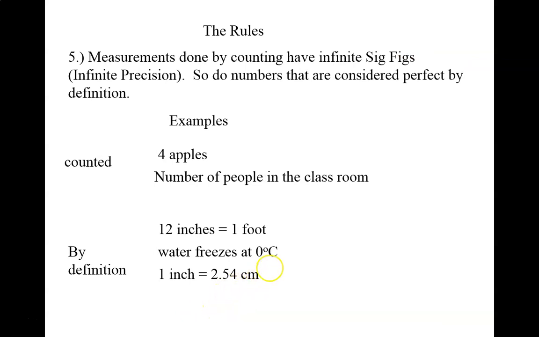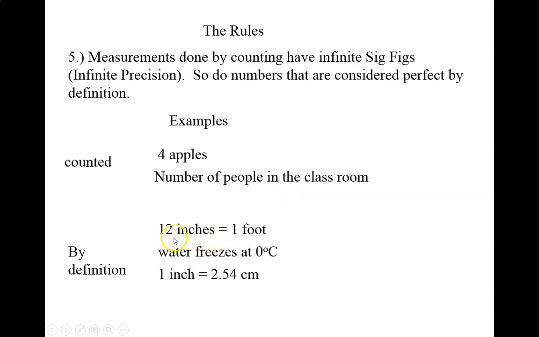The fifth and, more or less, last rule is that numbers that are counted have infinite sig figs. Any number that has been counted or is true by definition has infinite sig figs. Remember that little sideways 8, the infinity sign. For example, if we count 4 apples, we don't mean that we have about 4 apples. If I count 4 apples in my basket, I've got exactly 4 apples, so that number is infinitely precise. If you count the number of people in the classroom, there's not about 18.5 people. There's exactly 18 people in the room.